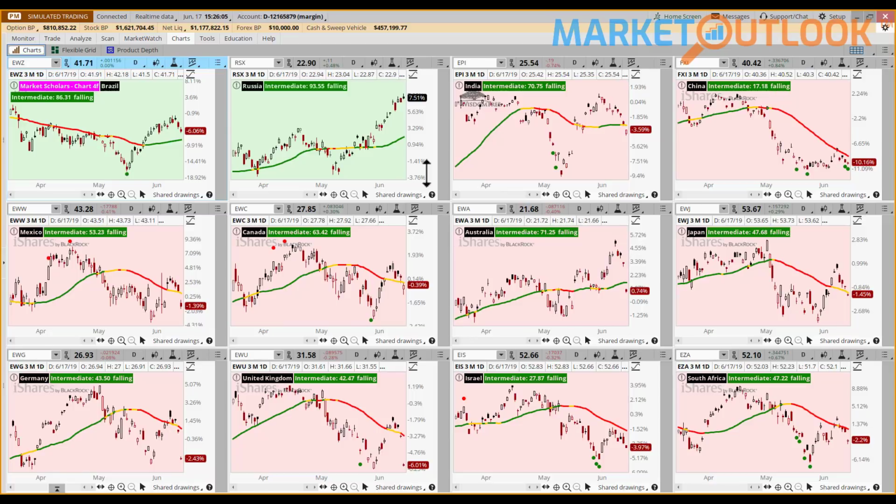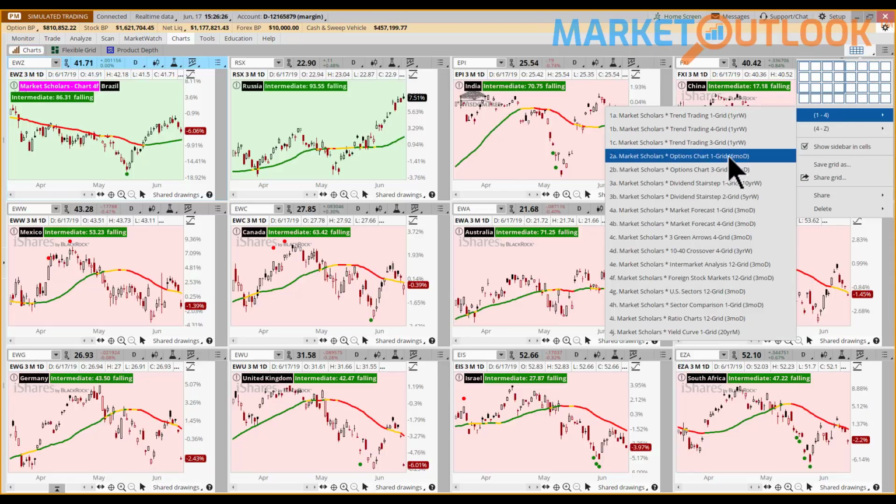You will see that Russia looks extremely strong here. It's been a one-way trip to the upside on RSX for Russia. That security is up 7.5% here over the last 3 months. That appears to be our strongest chart on the board.